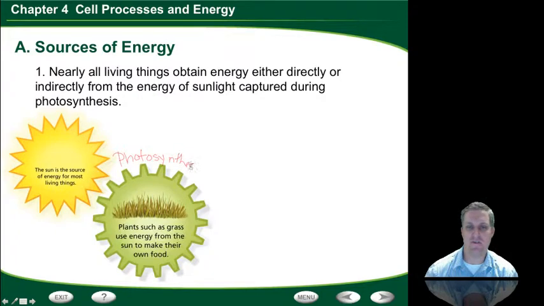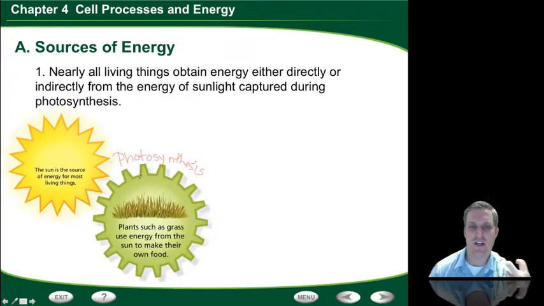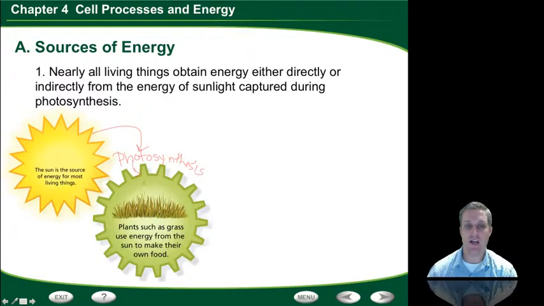So through the process of photosynthesis, the plants use chloroplasts, which we learned are those organelles that are in the cells, use chlorophyll to capture the sun's energy, to take this energy and through the process of photosynthesis to store it as sugar, okay, to make their own food.